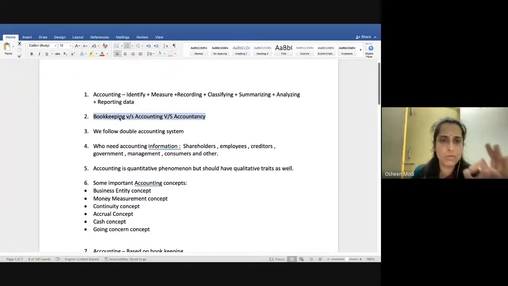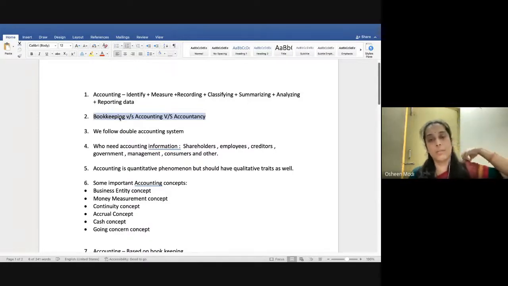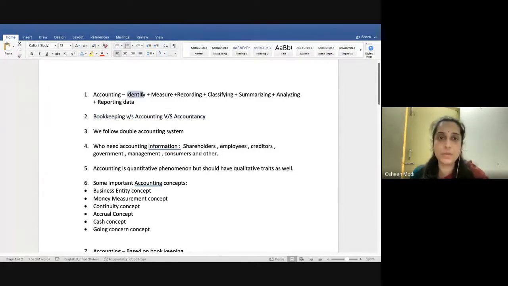Let me just start with a very simple set of things. See, bookkeeping is something in which I identify the transaction. मैं आइडेंटिफाई करूंगी, उसको मेजर करूंगी, उसको रिकॉर्ड करूंगी और उसका क्लासिफिकेशन करूंगी. I just have to ask one question. आप में से कितने लोगों ने जर्नल, लेजर, ट्रायल बैलेंस एंड फाइनल अकाउंट्स का कंसेप्ट पढ़ रखा है? How many have studied these 3-4 terms? Journal, ledger, trial balance, and your final accounts. How many of you have studied that?